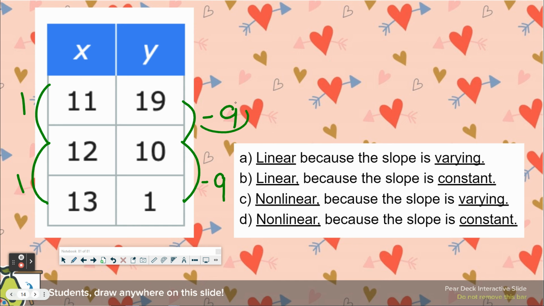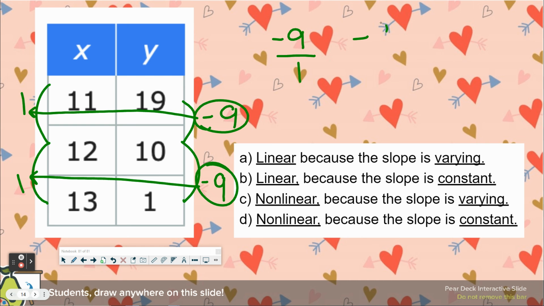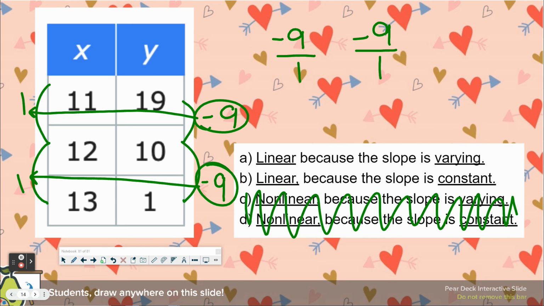But if you didn't, you would have gone y on top over 1. So -9 over 1 is your first slope. And your second slope is -9 over 1. So we know they have the same slope. Our options could not be C or D, but then you have to decide which word describes linear. Is linear about things that are varying, or is linear about things that are constant? You should have circled B. Linear and varying don't go together, so that's honestly not even an option.